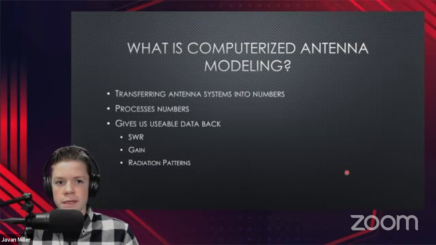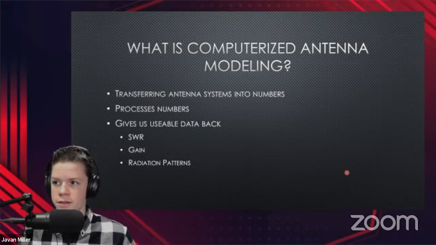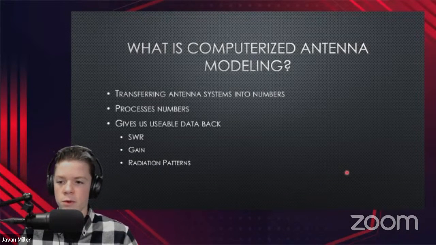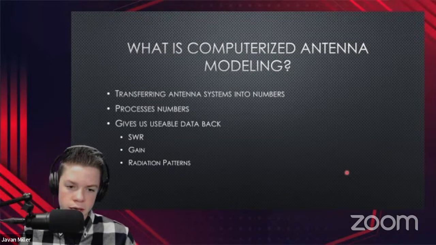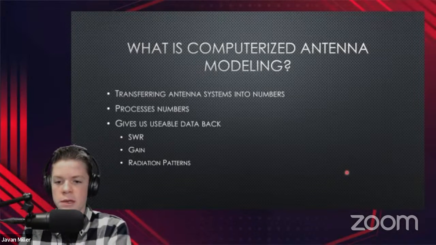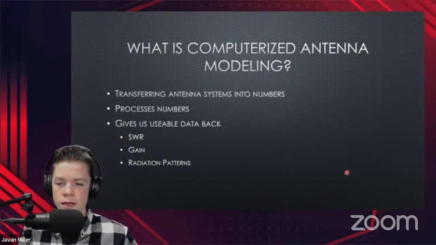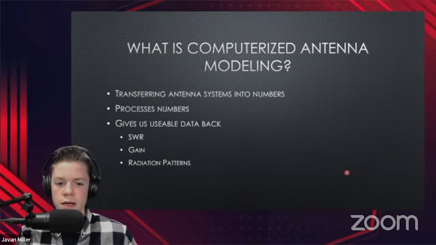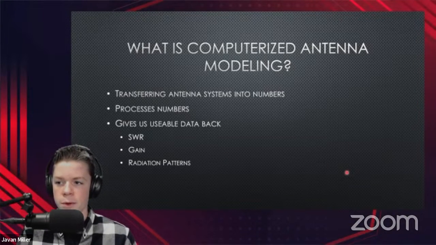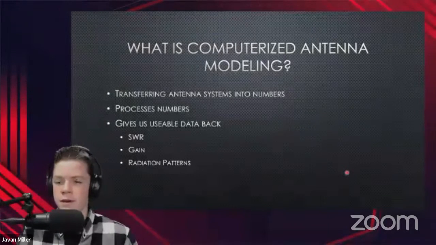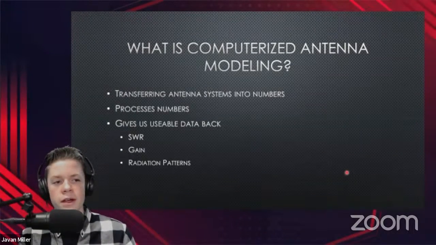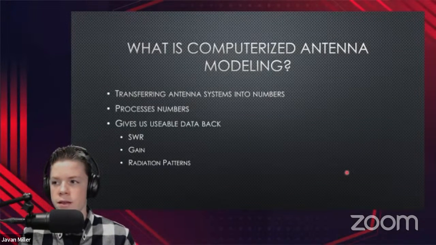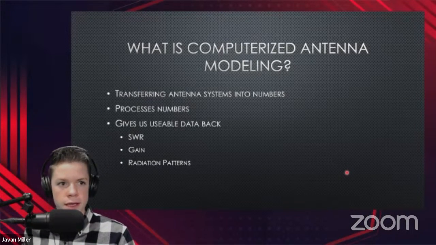So basically what you do is you transfer an antenna system into numbers. For instance, you enter in antenna systems with wires and loads and other components. For instance, a 20-meter dipole would be a wire starting at XYZ coordinate 0, 0, 0 over to XYZ coordinate 0, 20, 0 for a half-wave 40-meter dipole, and then a feed point at the center of it. So it's just a way to enter the numbers into the program, and then the program processes those numbers and gives us some data back, like SWR, gain, and radiation patterns. And we'll get into all that later on here.